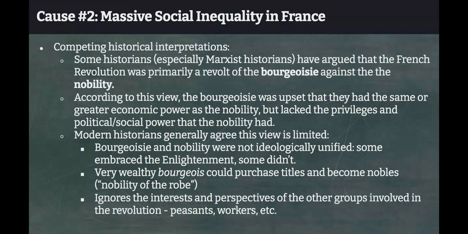Moreover, if you are a really wealthy member of the bourgeoisie, you could actually purchase being a noble, right? So again, there's some overlap between the bourgeoisie and the nobility. They aren't as separate as we might think they are. And then modern historians will also argue that the Marxist view ignores the interests and perspectives of other groups involved in the revolution: peasants, workers, et cetera. You can't just reduce it to a fight between two classes. There's a lot more going on here.